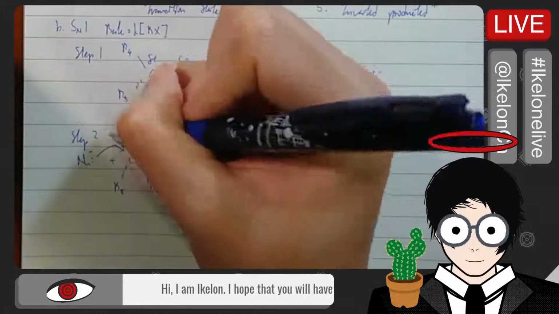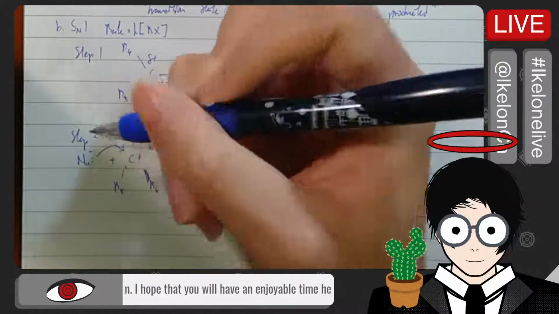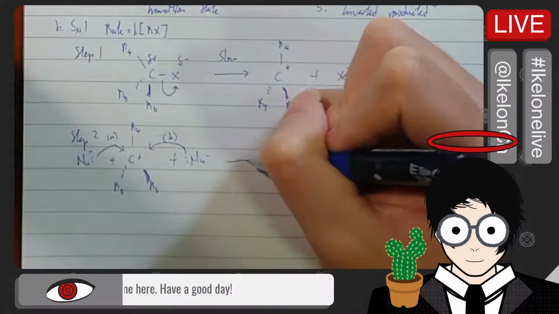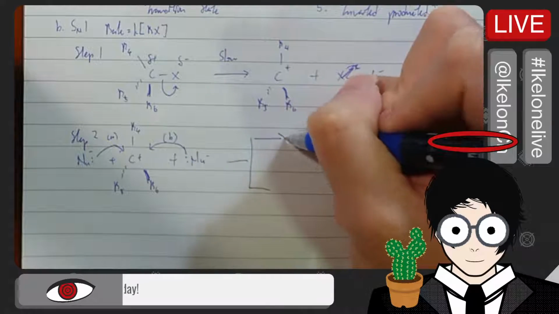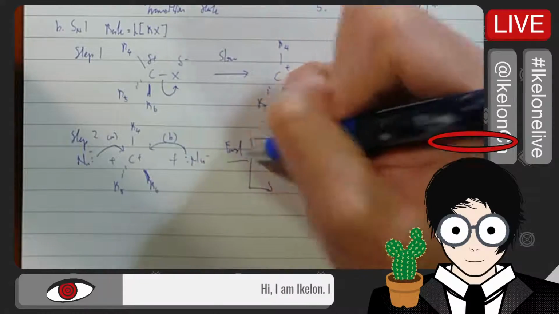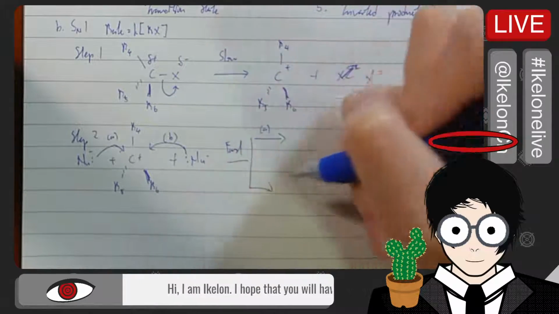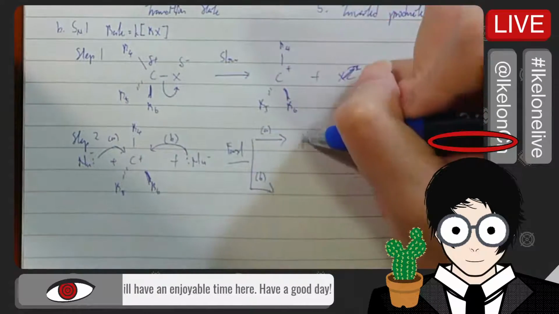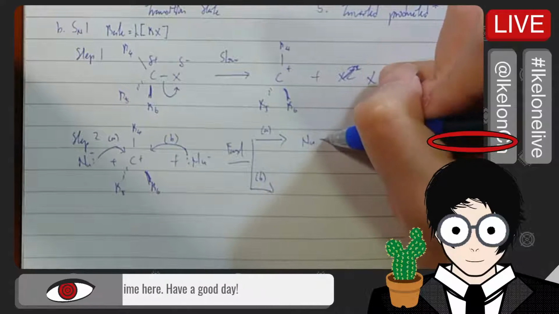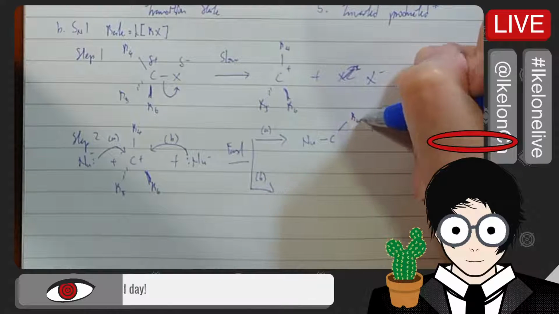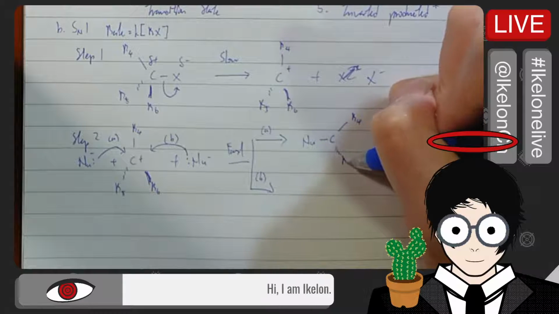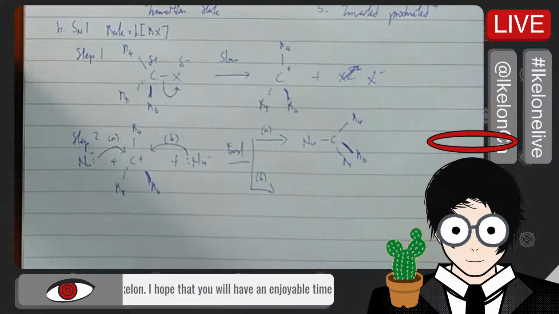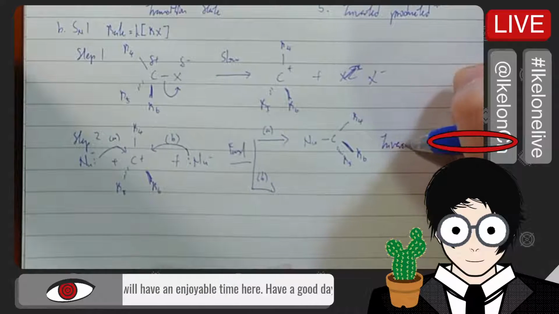So the thing is, it can proceed via A, where it attacks from the left side, or it can proceed via B, where it attacks from the right side. So what happens is that you'll get 2 products. By the way, this is a fast step. If it goes by A, you can tell that there's a bond forming from the left side, so you get this, and this is an inversion of configuration.